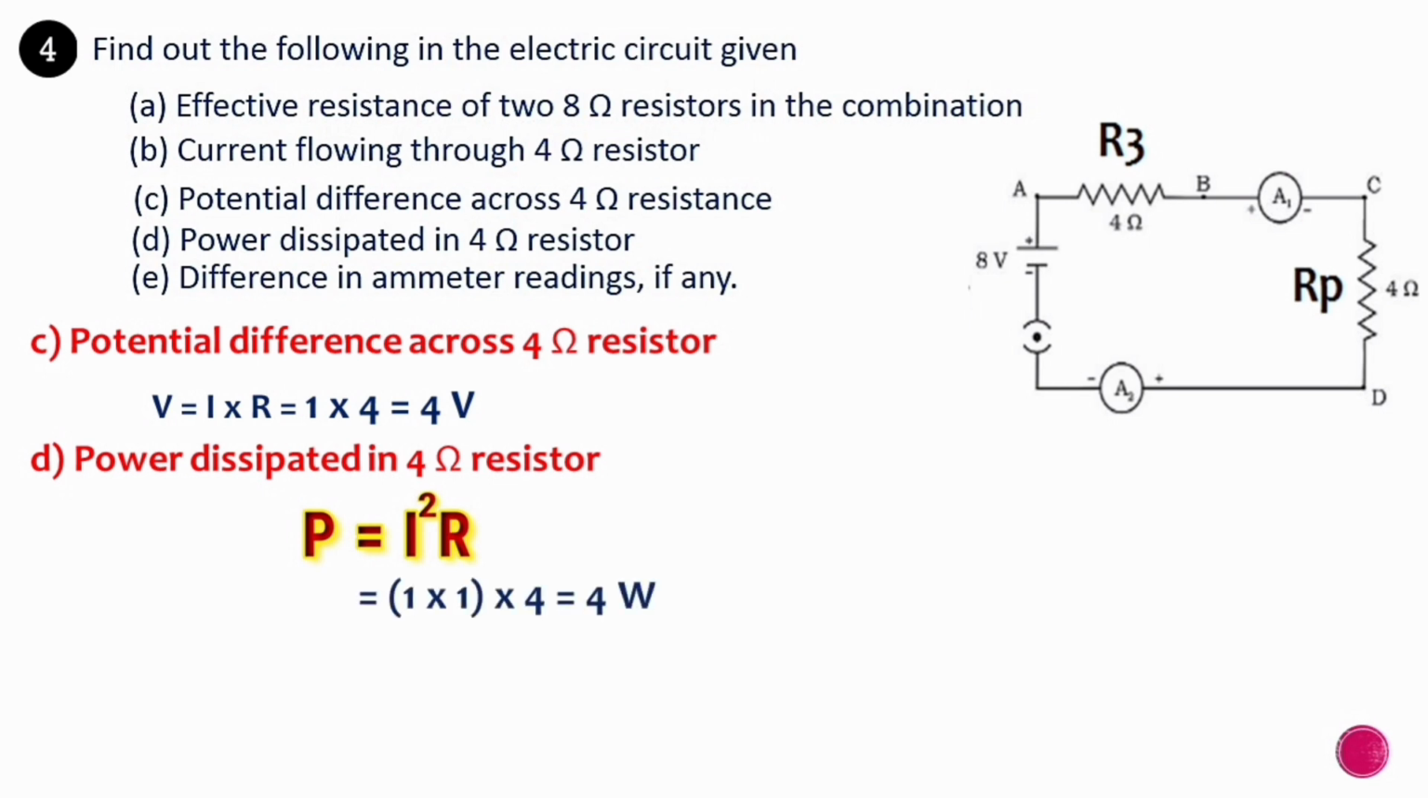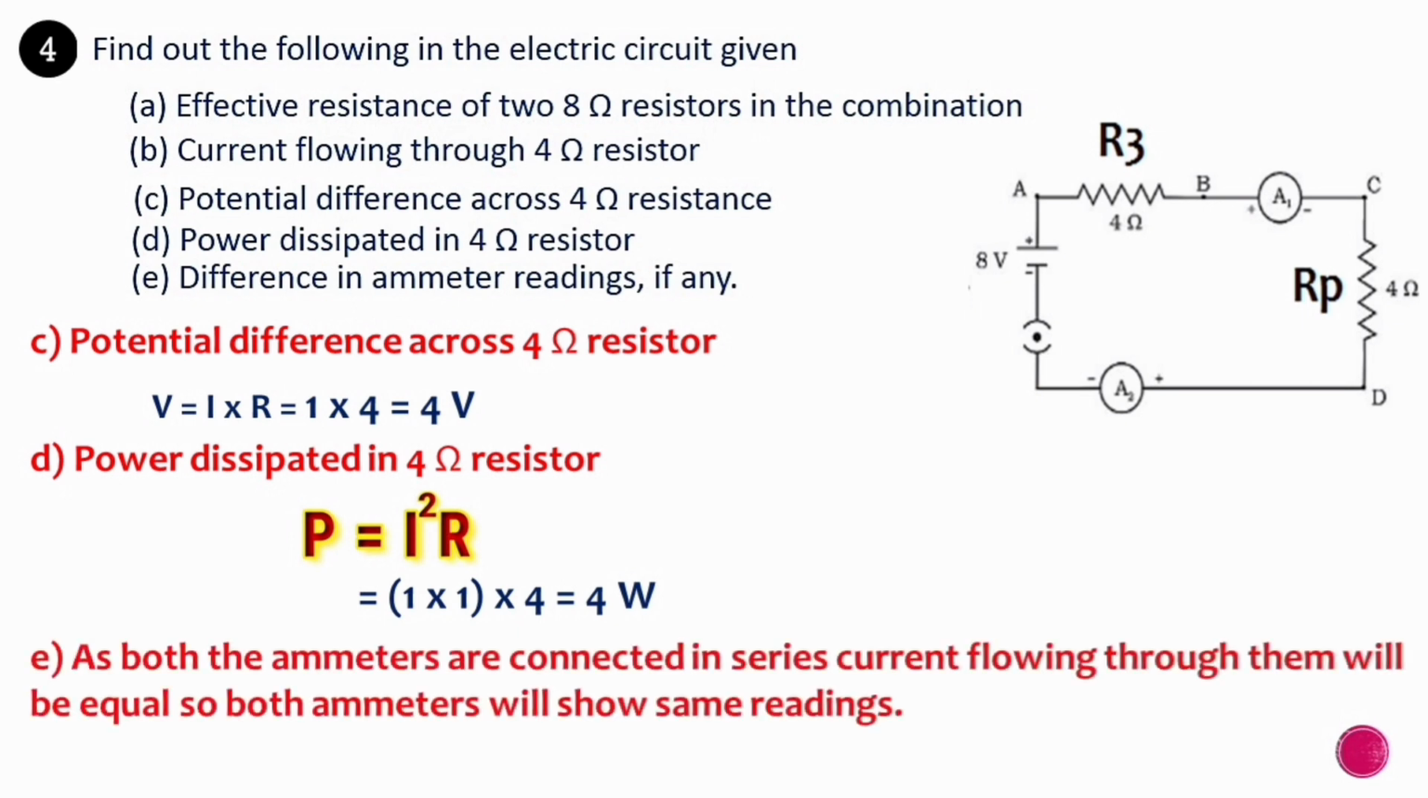Difference in ammeter readings, if any. You can see that both the ammeters are now in series. So the same current flows through both the ammeters, and hence there will be no difference in the reading of the ammeter. Question number 5.